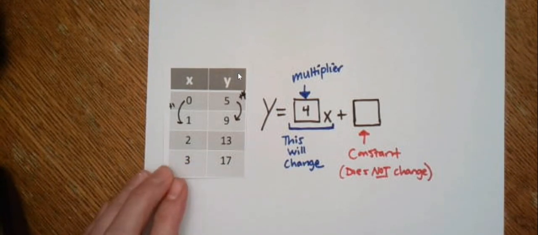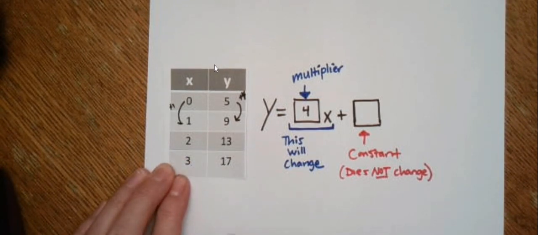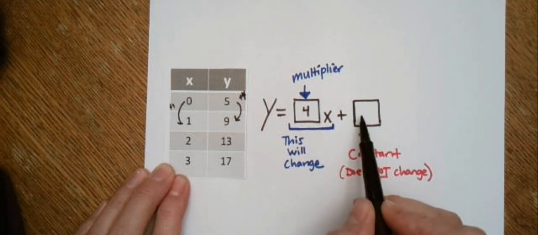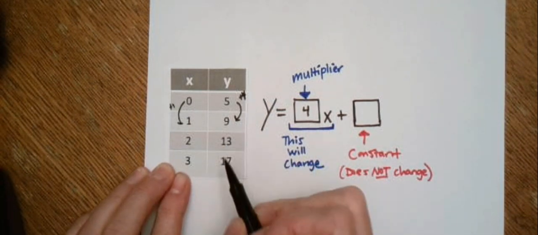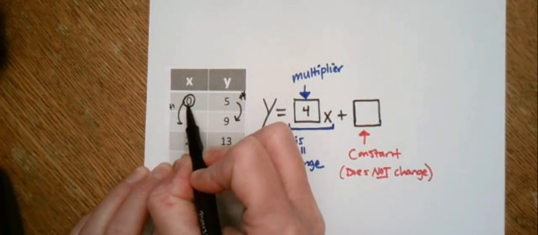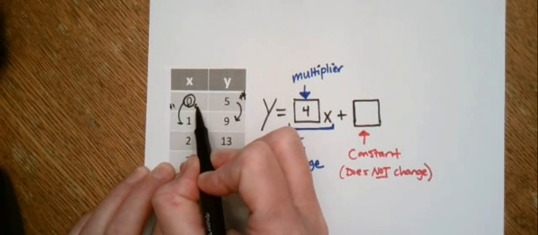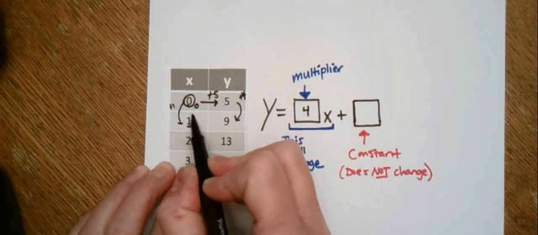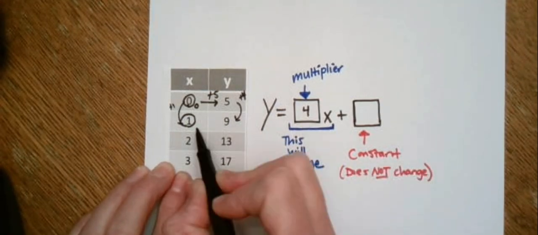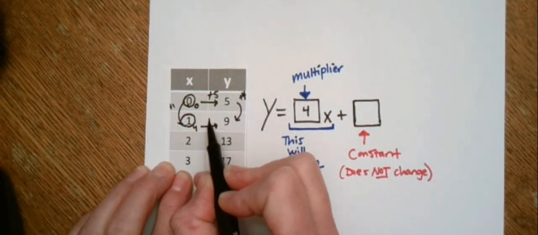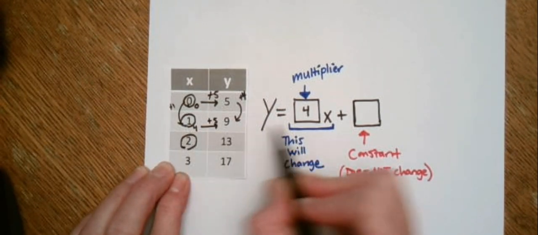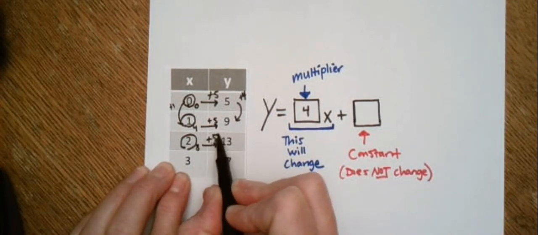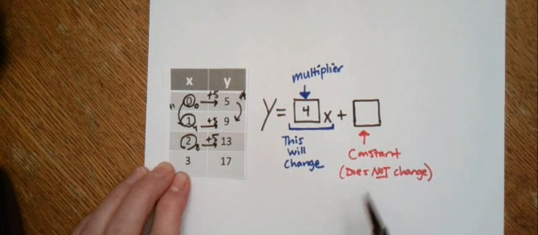That's our multiplier. Okay, and then once you figured out what you multiply by, then you have to figure out what do I need to add still to that. So if I multiply this x by 4, I would get 0. What do I still need to do? Well, I'd need to add 5. If I multiply this x by 4, I would get 4, and then I still need to add 5. If I multiply this x by 4, I would get 8, and then I still need to add 5. So I want you to be thinking about this for just a moment.